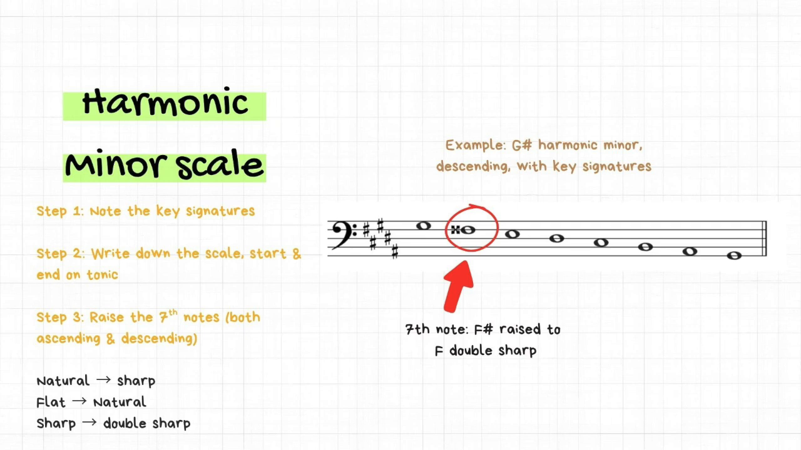Another example, G sharp harmonic minor descending with key signatures. The 7th note is F sharp. After raising it, it becomes F double sharp.